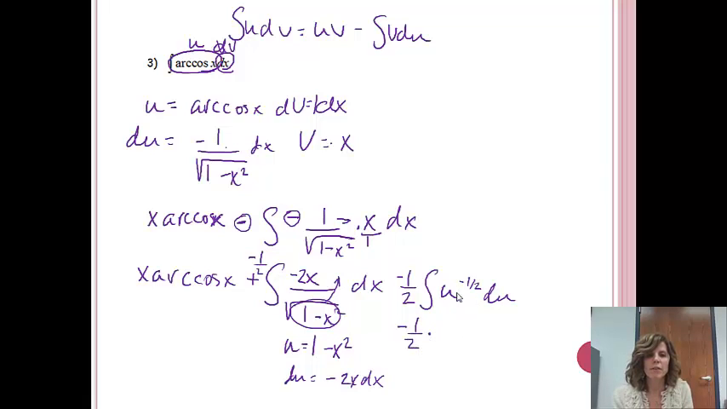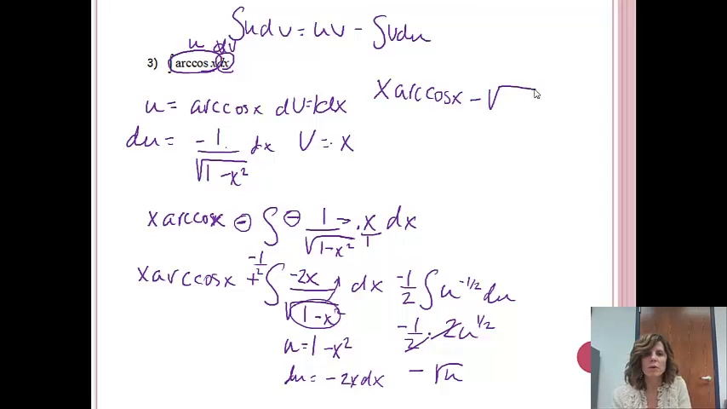So I'm ready to take the integral. I'll have negative 1/2. The integral of u to the negative 1/2 would be 2u to the positive 1/2. These 2's cancel, so I'm just left with negative square root of u. And if I rewrite that with my other part, my final answer is going to be x arc cosine x minus the square root of u, and my u in this case was 1 minus x squared, plus c. So once again, I was able to get an answer.